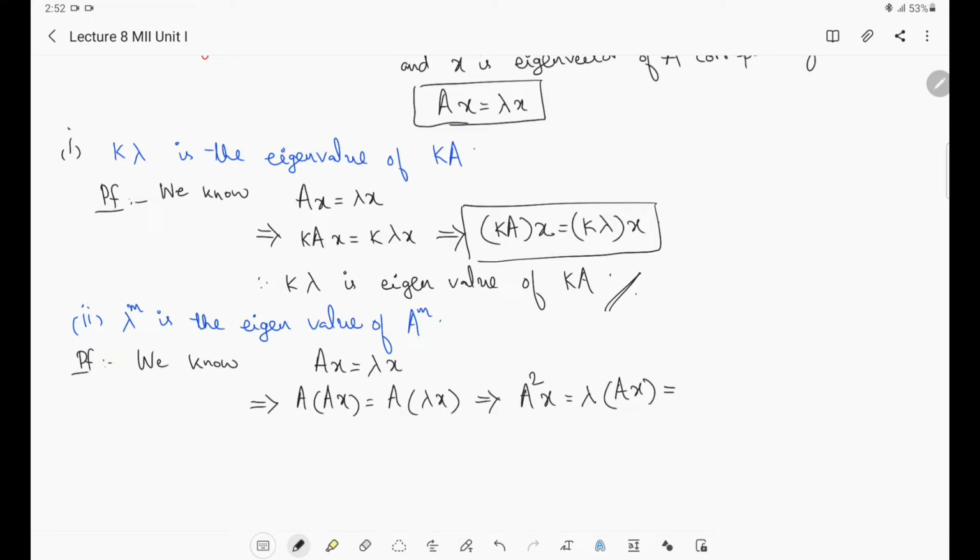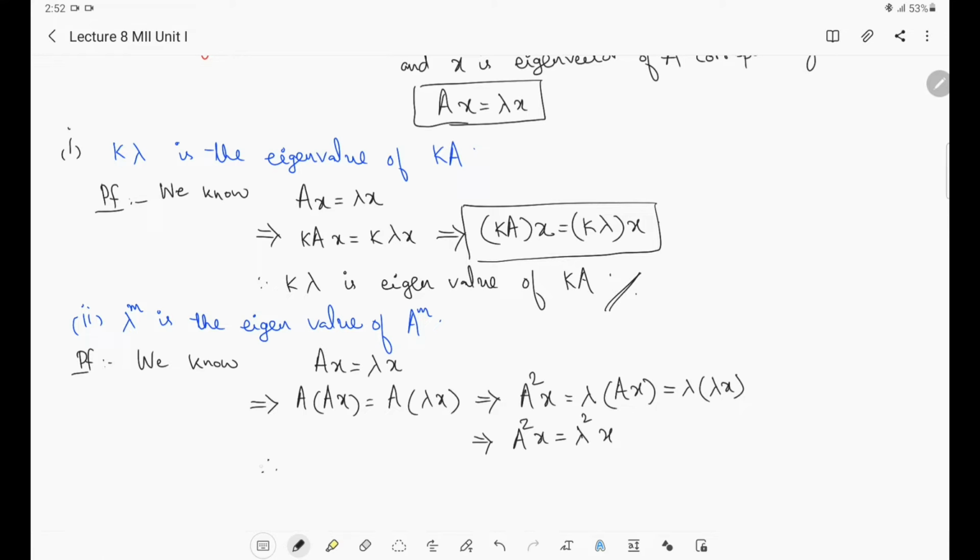Ax, which is equal to what? See what I am doing here, A I am taking here and lambda I am taking here, then lambda into x. Already from this relation, what is Ax? Ax is given by lambda x. Then what will happen here? Lambda into lambda x, right? So further this will be A square into x equals lambda square into x.